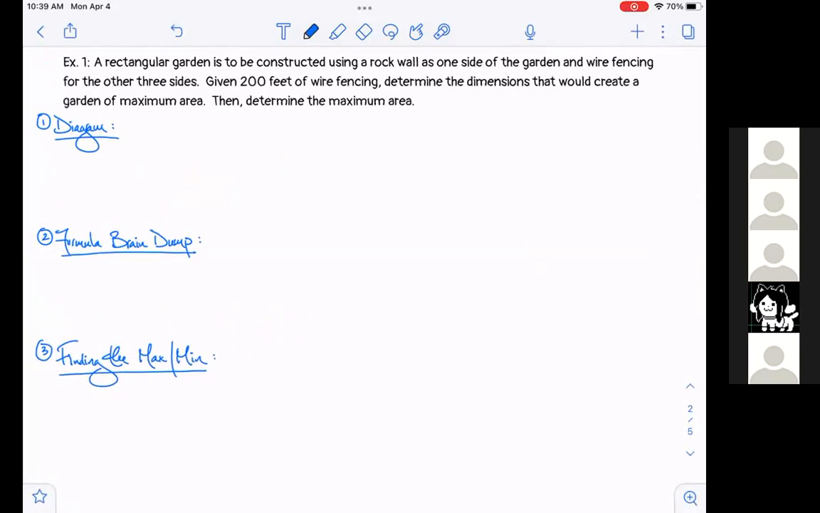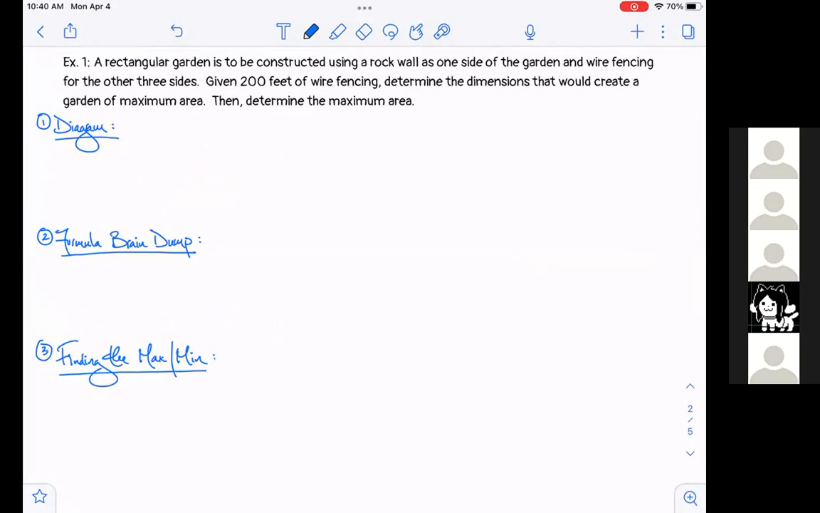All right, so what I'd like to do is to give you about 30 seconds, maybe a minute, that seems more reasonable. Take about a minute and start thinking about the diagram, the formula brain dump, and whether we're going to find the maximum or the minimum, okay?